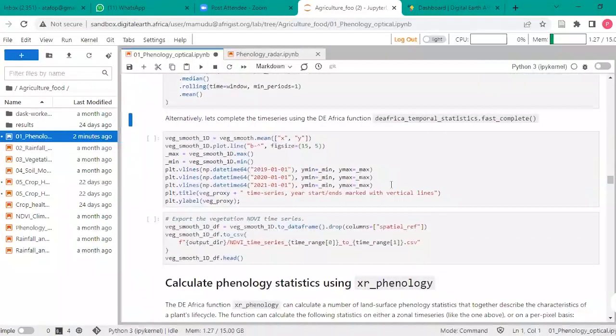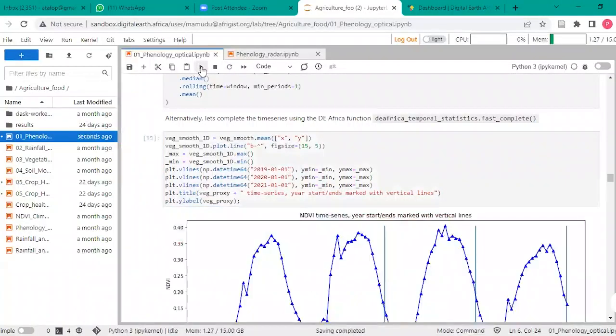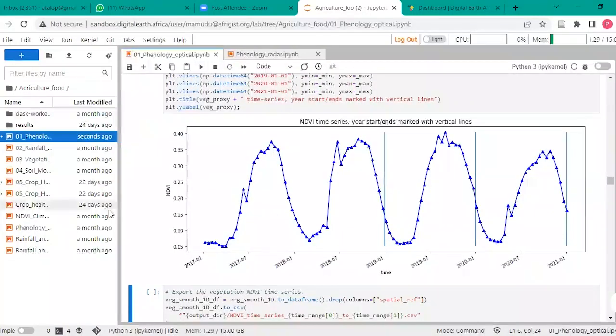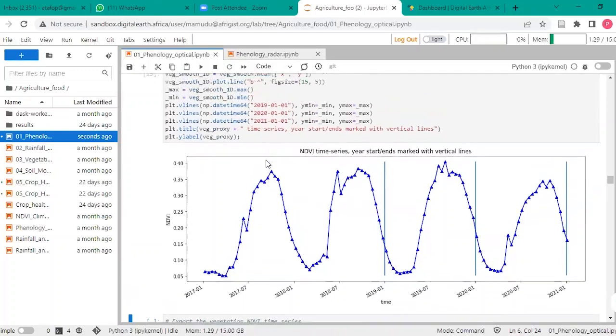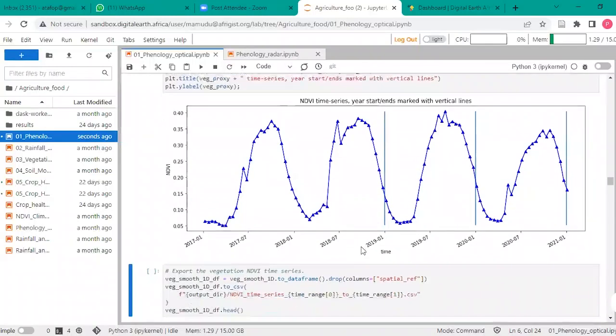Now we can plot the new NDVI curve based on the smoothed data sets. And we'll run. All right. So now we have a smoothed NDVI data set with values from between 0.05 to about 0.4. Right? Unlike before, where we had very low values that were in negatives and they were outliers. So we have a much smoother data set with a 2-week interval so that we have a smoother NDVI curve.